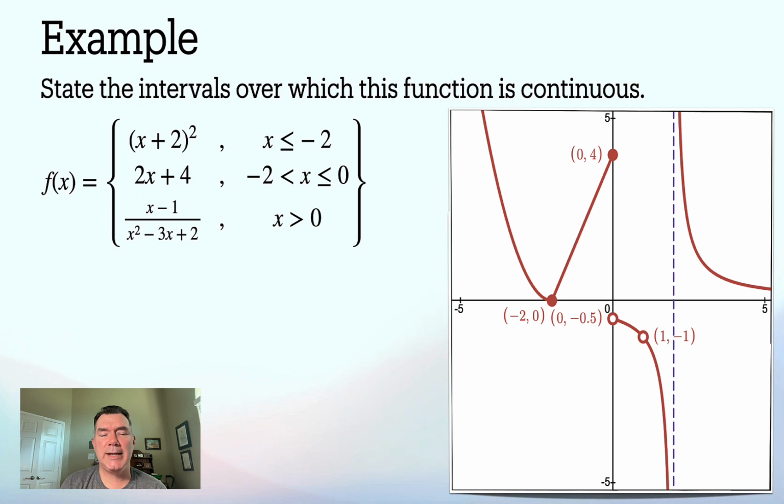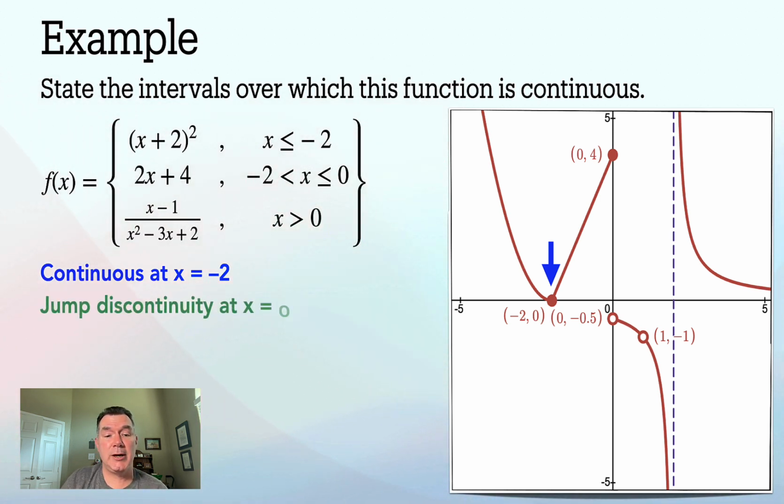Even though there's a break in the domain at x equals -2, we can see that the function is still continuous there. So that problem is solved. The limit exists, the function exists, and they're equal to each other at that point. So I can say that it is continuous there.